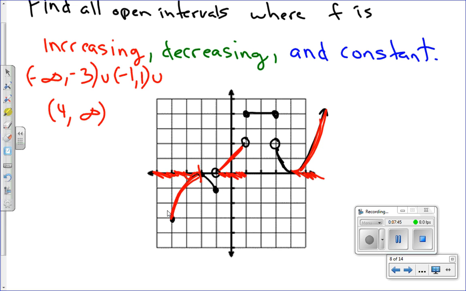Looking for decreasing values where it's going downhill, I see only 2 places: the x values from -2 to -1, and x values from 3 to 4. So these 2 intervals are places where the graph goes downhill, and the only place where this graph is a horizontal line, meaning a constant function, is x values from 1 to 3.